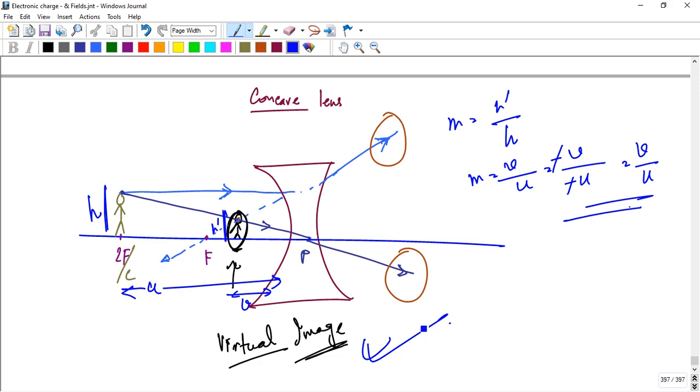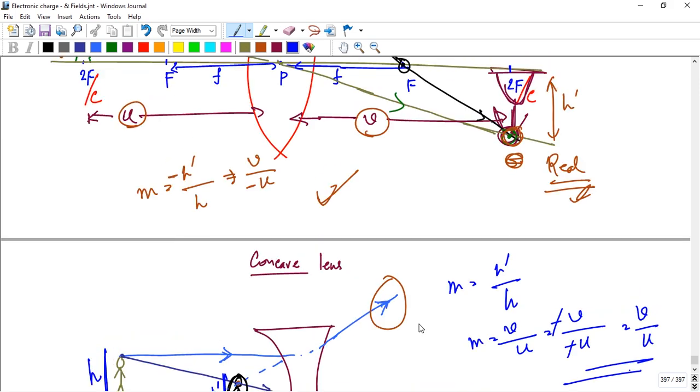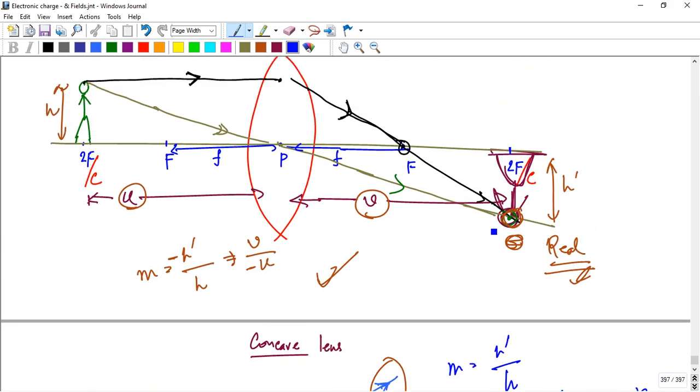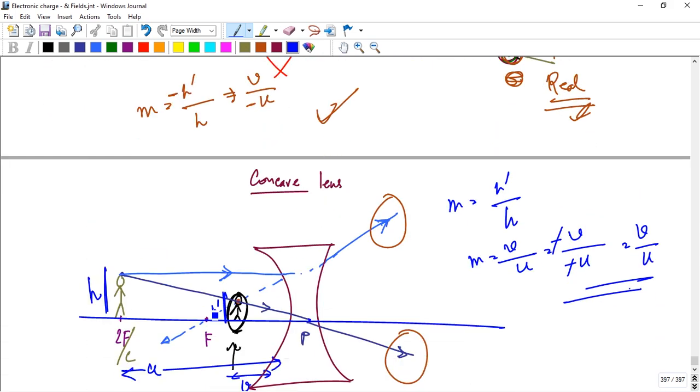Actually, both lenses, concave and convex, create both real and virtual images, depending on where the object is placed. Where the object is placed is the main concern in the creation of the image. In that case, the rays actually meet, so that is a real image. Actually they do not actually meet, but they appear to.